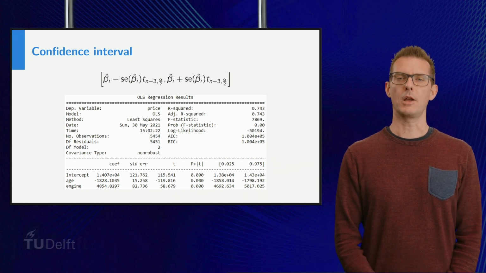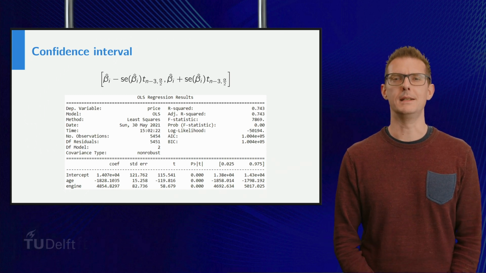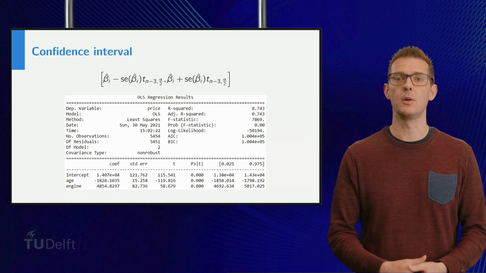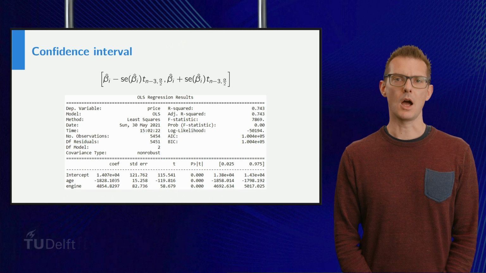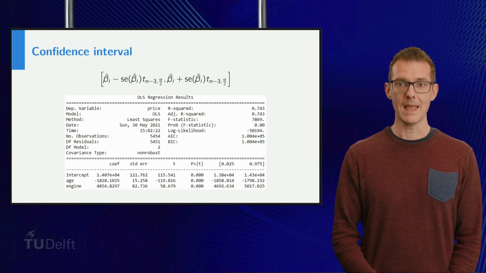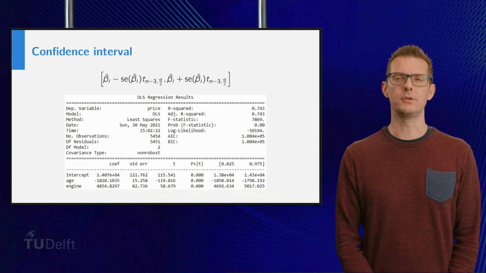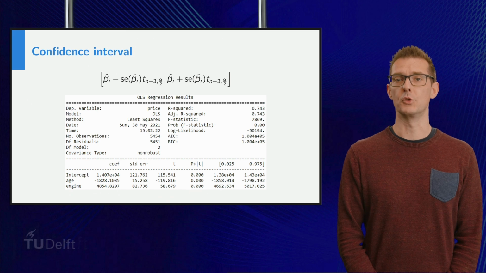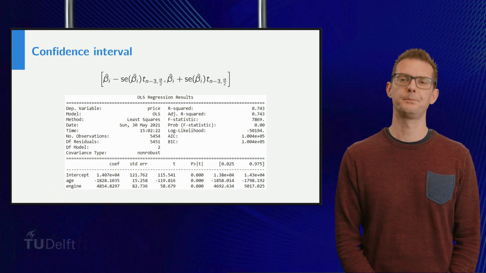Okay, let's revisit our used car dataset. By using some software, such as Python for example, we can calculate confidence intervals for our regression parameters. In this example, we've estimated the coefficients and calculated the 95% confidence intervals.